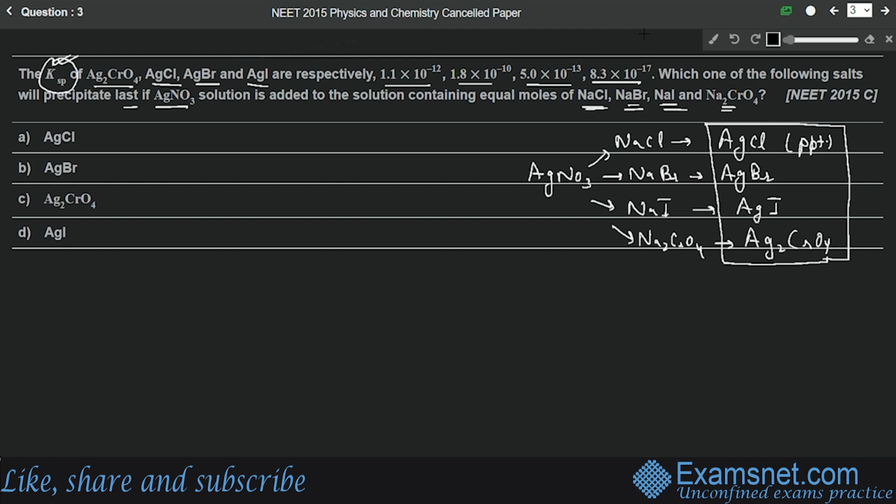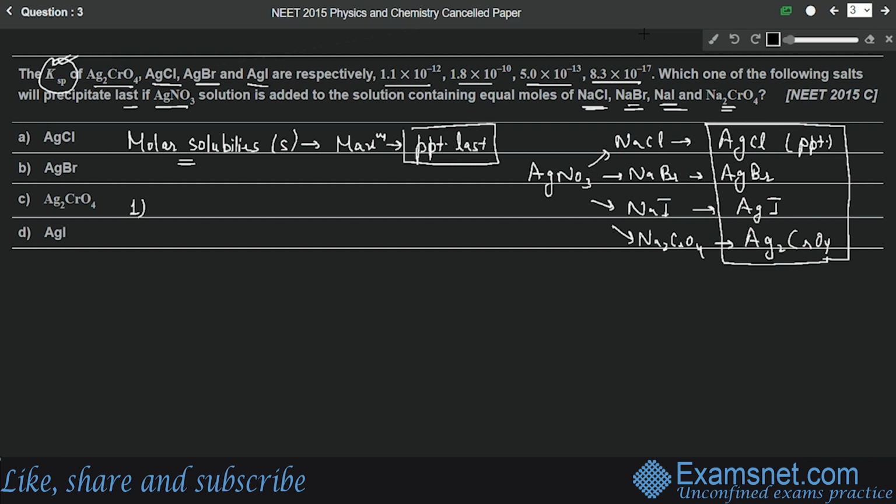So let's find the molar solubilities, that means S. The one which will have the maximum value of molar solubility will be the most soluble one, and then that will give the precipitate at last. It will precipitate last. So let's check which one has the maximum value of molar solubility.